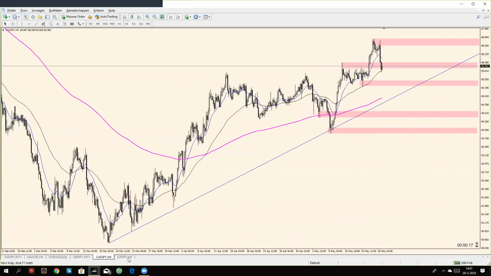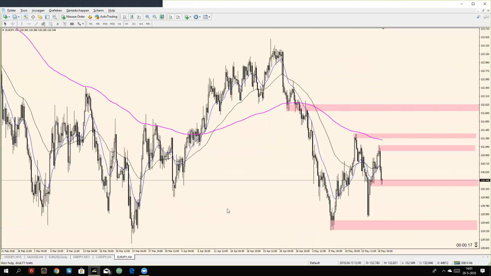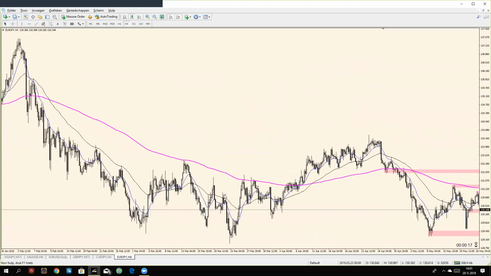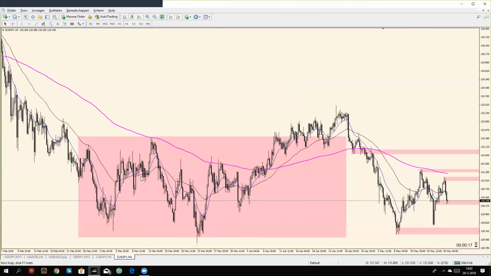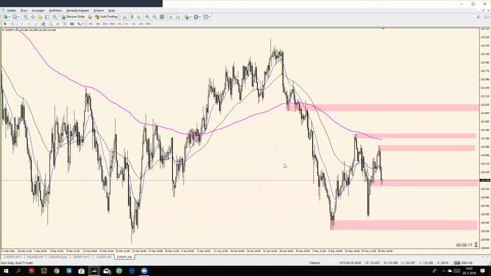EURJPY, the pair that I traded in the past a lot, but now I look a lot at gold and USD, GBPJPY. So yeah, it can range like hell. This pair, check out here, a lot of ranging. But it is a nice pair to trade. You can trade support and resistance, something like that. It makes these pips, so it's nice.